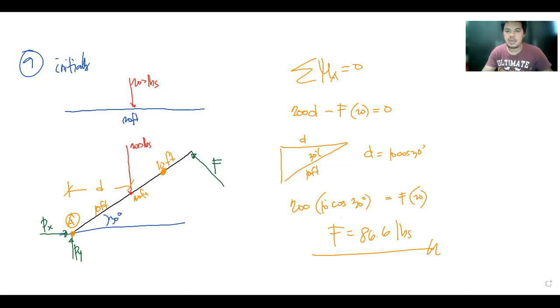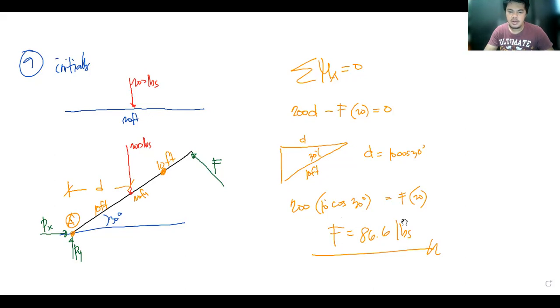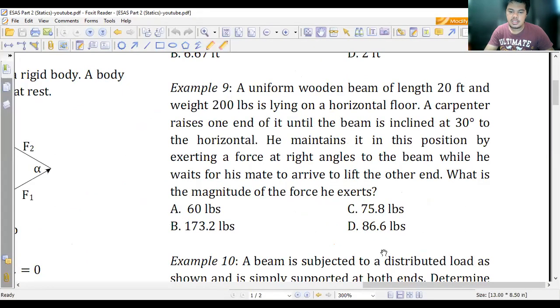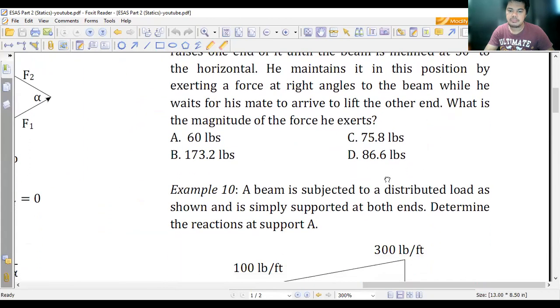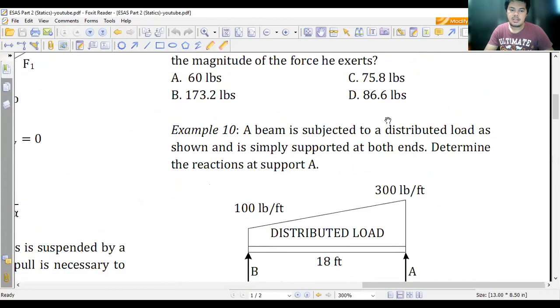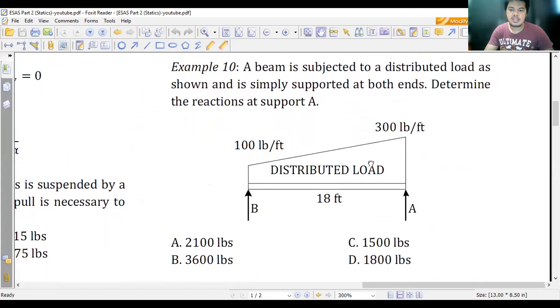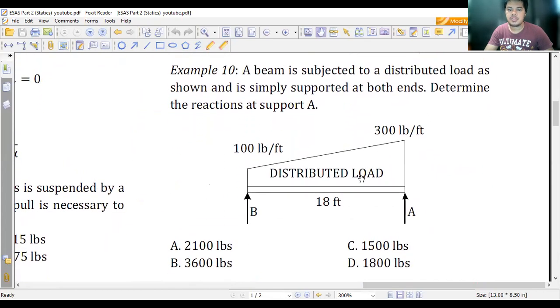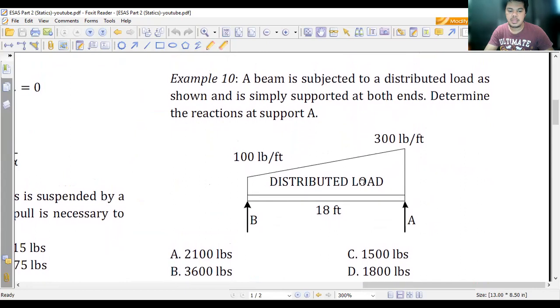I will take a look at whether we have 86.6 pounds from the choices. So that's letter D, 86.6 pounds. And the last example for equilibrium under coplanar non-concurrent force system is shown in example number 10.